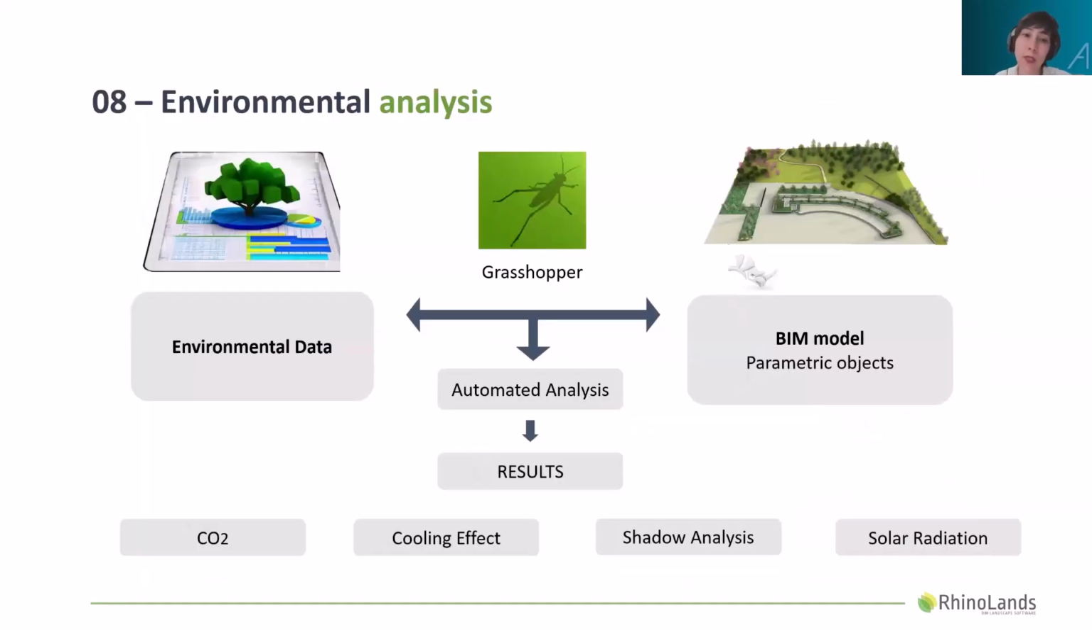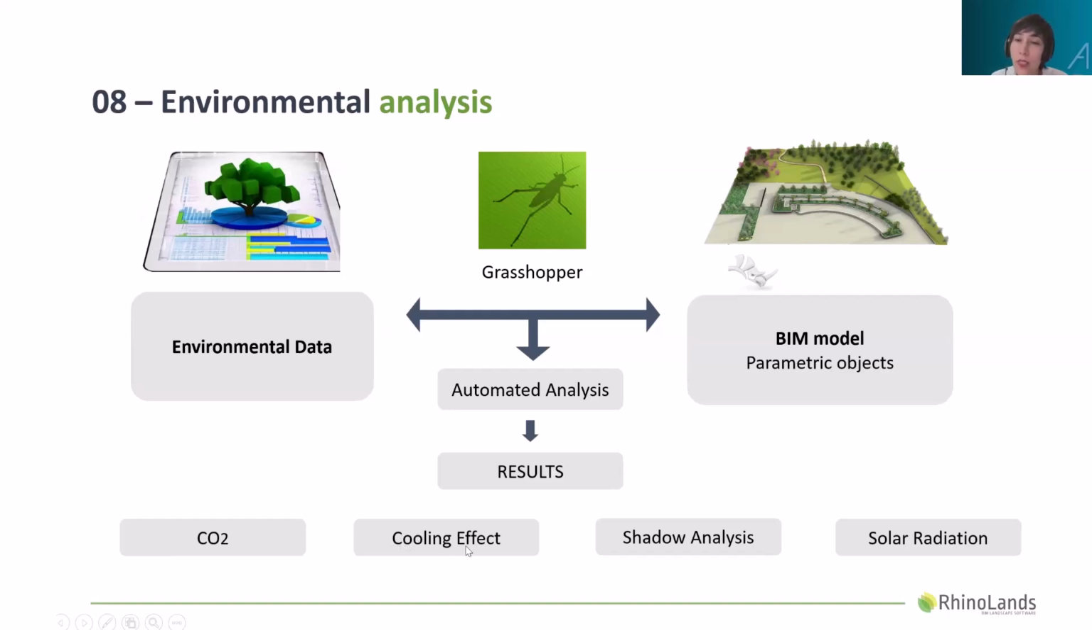So for environmental analysis, which is another feature of the program, we can link environmental data through Grasshopper to a BIM model in RhinoLands. So imagine that we have a landscape generated in RhinoLands. We can link that landscape to external environmental data. In this way, we have made and published a carbon calculator, so we can calculate how much carbon will get sequestrated by implementing this project in different periods of time, in 10 years, in 20 years, and so on.